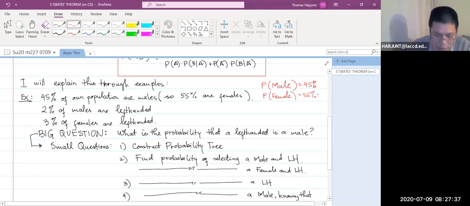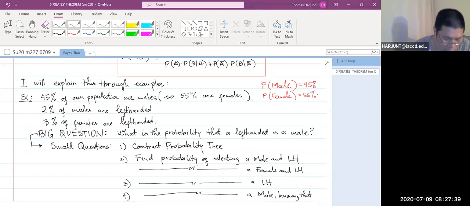Okay, now I'm not going into that. I agree with that view, but for the simplicity of our lesson, I will just make it into binary for now. Okay, male or female. And then a good thing here, we talk about being left-handed.